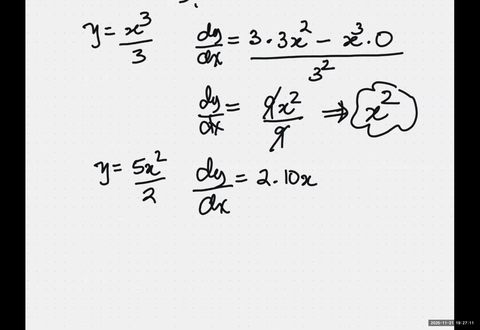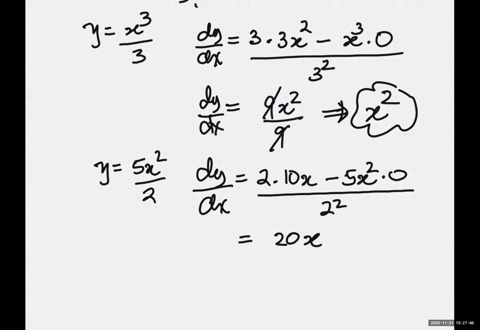The denominator times the differentiation of the numerator is 10x, minus the numerator, which is 5x squared, times the differential of the denominator, which is 0, over the denominator squared, 2 squared. Ten times 2 is 20x minus 0, over 4. 4 into 20 goes 5. So I'm left with 5x.